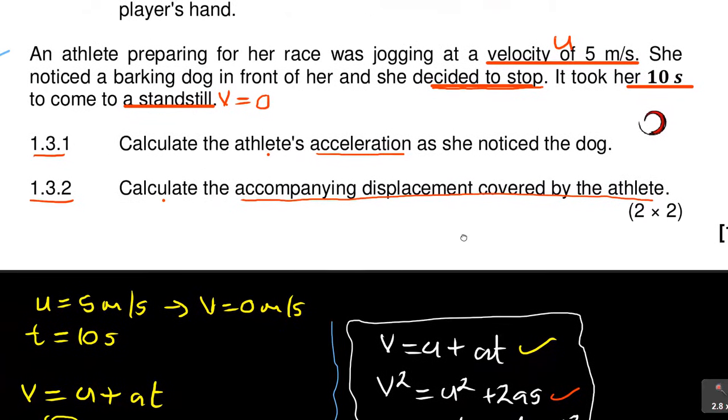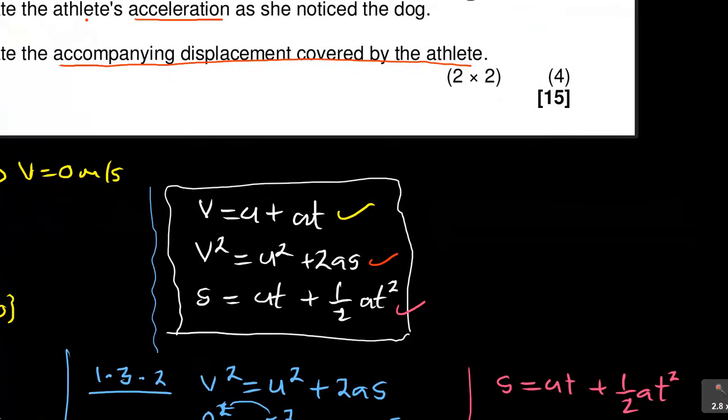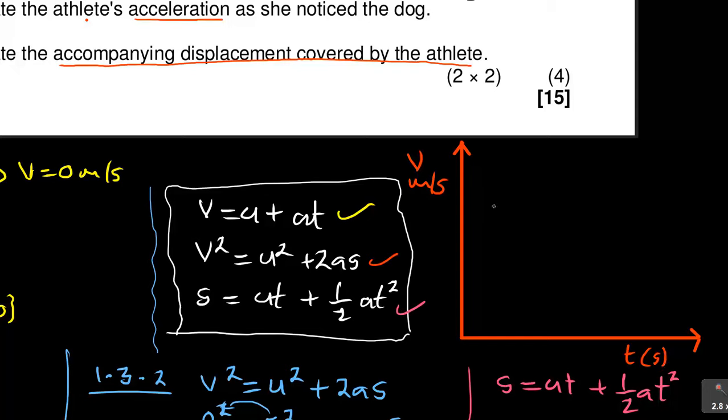So if you look also, sometimes the question says an athlete preparing for a race was jogging at a velocity of that. Sometimes it helps to have a sketch of what is happening there, you can literally sketch it to show how the motion was. Sometimes they will ask you to sketch that. This is a velocity time graph of this athlete. So this is our V in meters per second, and this is our time in seconds. So this athlete is already moving from here, which is 5 meters per second, and then from there it's coming to stop. It was uniform deceleration at that point. The time taken, they say, was 10 seconds. So that is 10. That is actually what is happening.